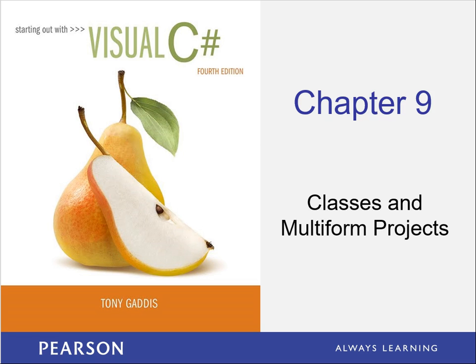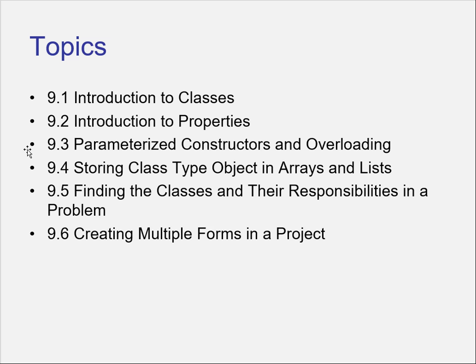In the learning objectives in Chapter 9, we're going to focus mostly on classes, but we will be taking a look at how to create properties within a class, parameterizing constructors and overloading methods, storing class type objects in arrays and lists, and finding the classes and their responsibilities in the problem. Finally, we'll finish off by creating multiple forms in a project that has more than just the main form, having multiple forms in there.